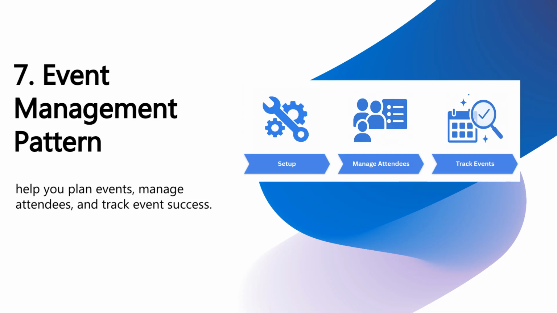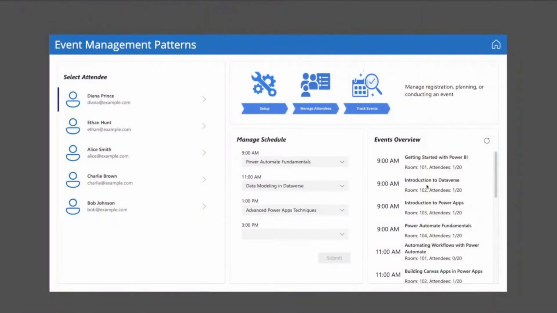Pattern number 7, the event management pattern. This pattern provides you with the blueprint to run and manage everything from small company trainings to large conferences. It allows you to do everything from managing user registration to tracking room usage and event signups. If you need a simple way to manage events, track each event's popularity, or monitor room capacity, this app is for you.